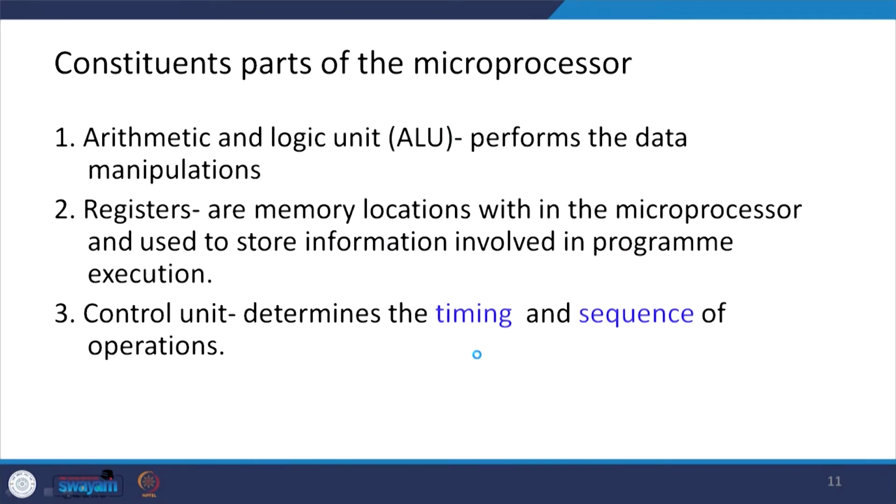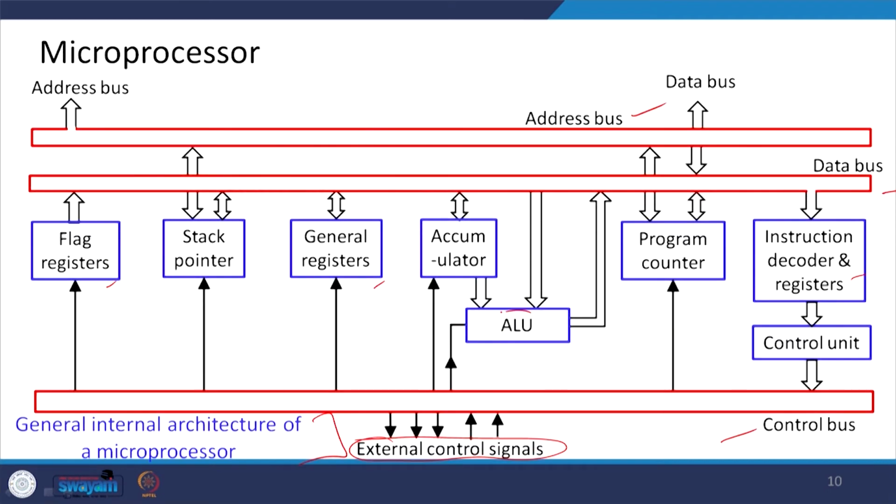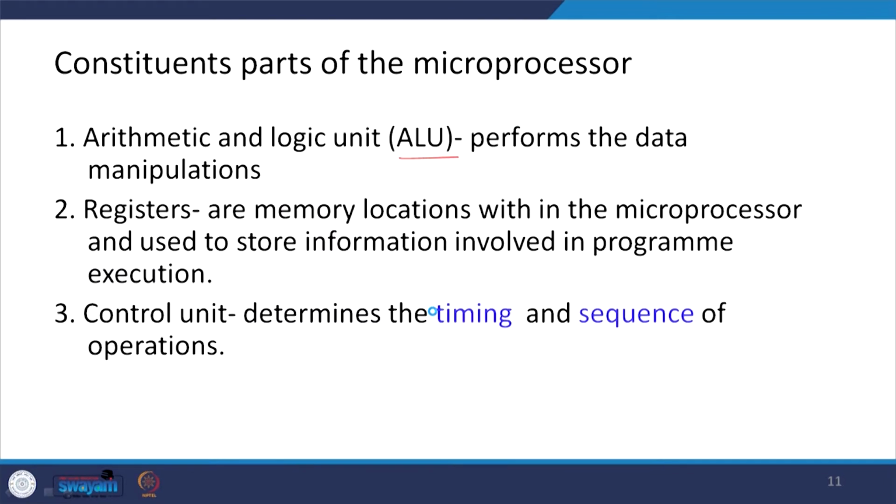So, the constituent parts of the microprocessor, as I said: the ALU, that is arithmetic and logic unit, which performs the data manipulation. Then there are different registers, and these are memory locations within the microprocessor used to store information involved in program execution. And the control unit determines the timing and sequence of the operation.